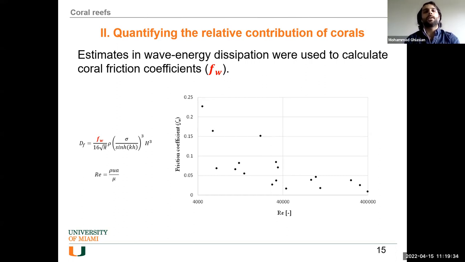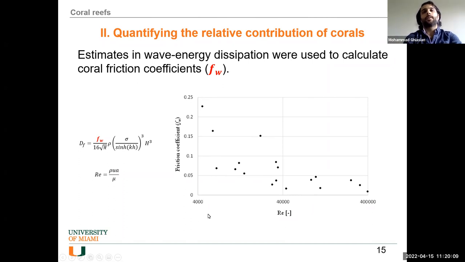And now we have the friction coefficient from the second term that we can quantify, which is plotted in these graphs with respect to the Reynolds numbers based on the conditions that we had in the experiment. So as you can see, the wave friction coefficients caused by the coral reef structures are decaying with the Reynolds number. And in very high turbulence flows, the wave friction coefficients are not comparable to the flows that we had before that.